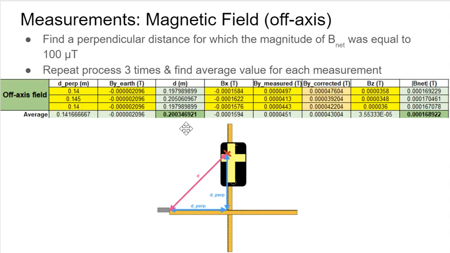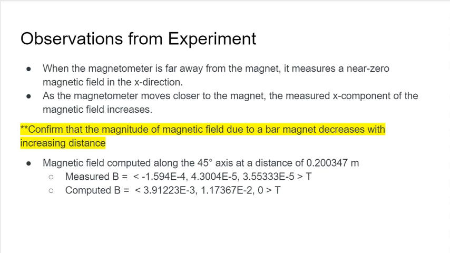and found the average value for each individual measurement. And so some of our observations were that when the magnetometer is far away from the magnet, it measures a near zero magnetic field in the x direction, and as the magnetometer moves closer to the magnet, the measured x component of the magnetic field increases. And so these observations confirm that the magnitude of the magnetic field due to a bar magnet decreases with increasing distance. And then we found the magnetic field along the 45-degree axis at a distance of 0.200347 meters.